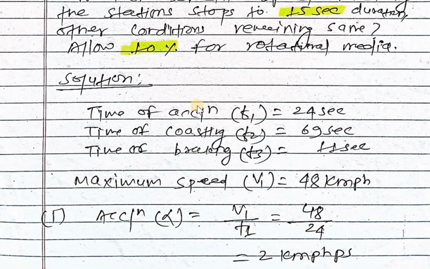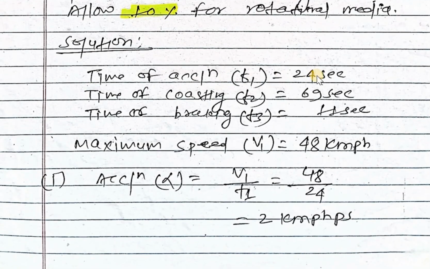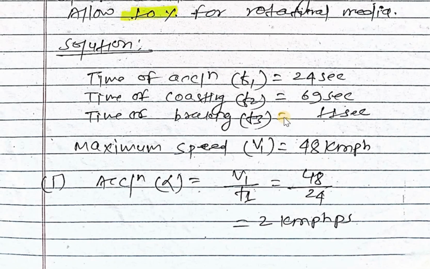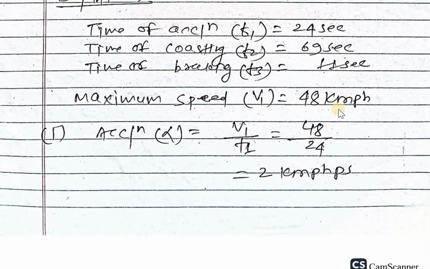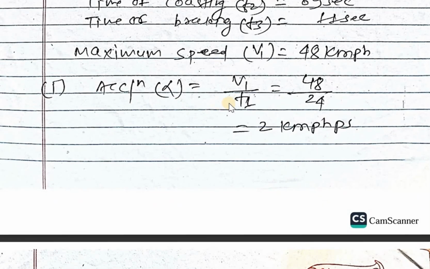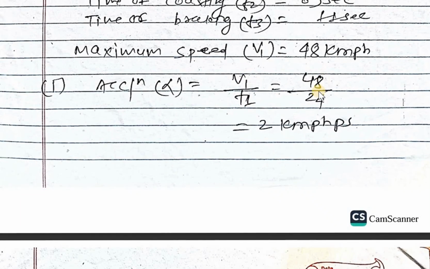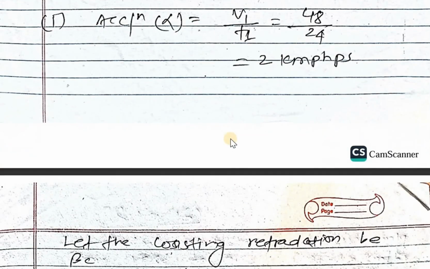So the given data is time of acceleration T1 is 24, T2 is 69, and T3 is 11 seconds. So maximum speed V1 equals 48 km per hour, and acceleration is V1 upon T1. So 48 upon 24, that is 2 km per hour per second.